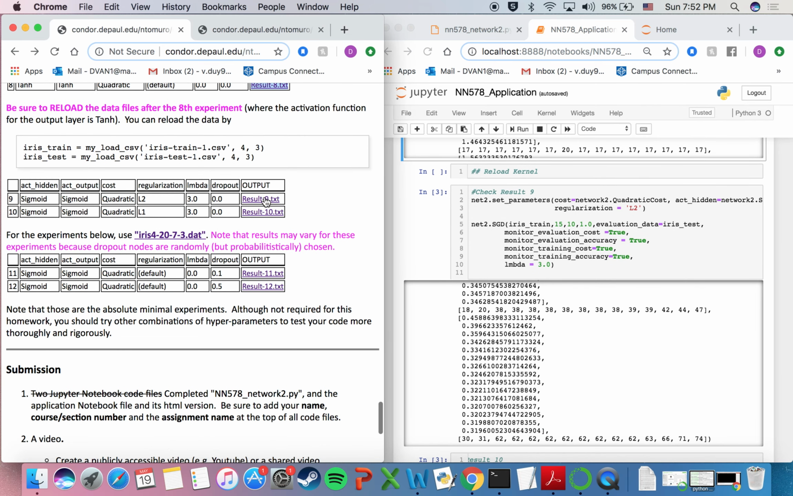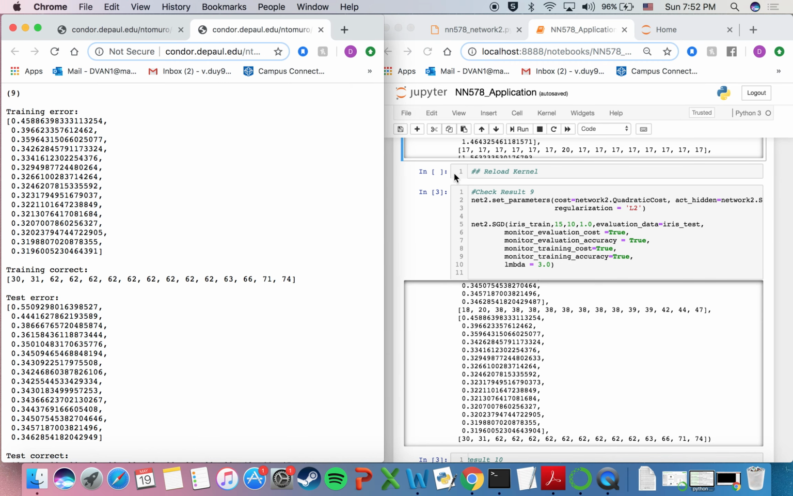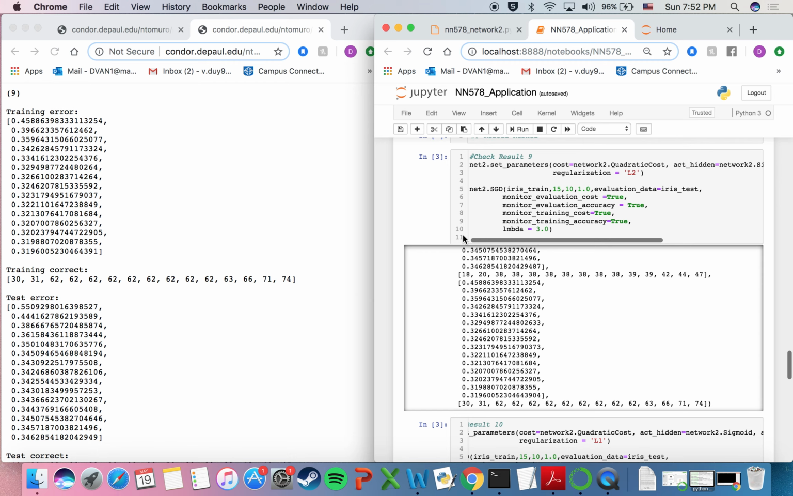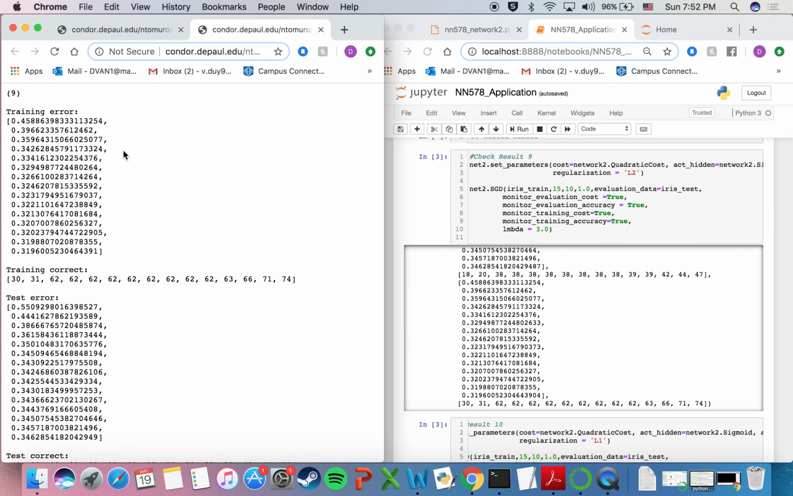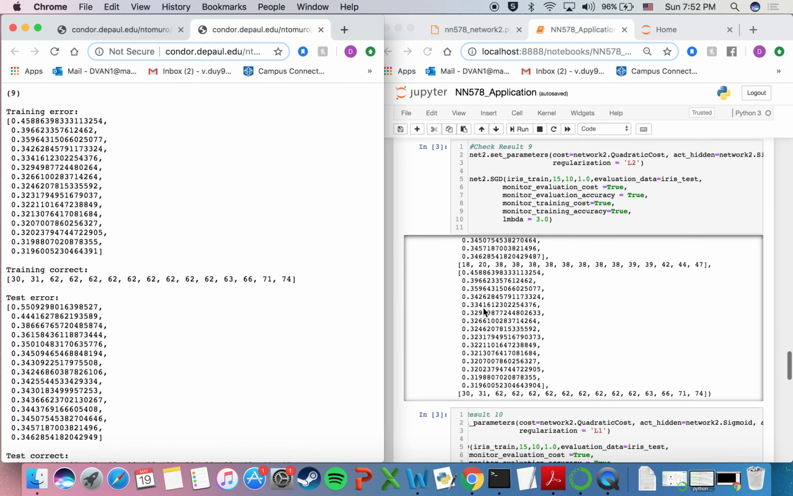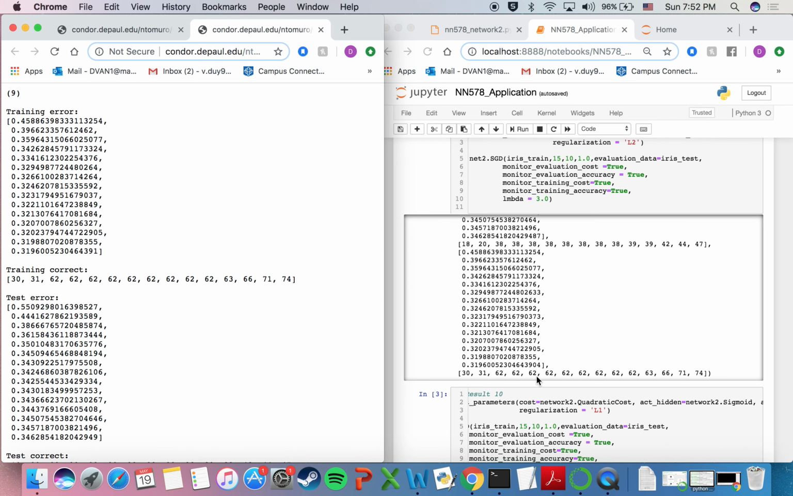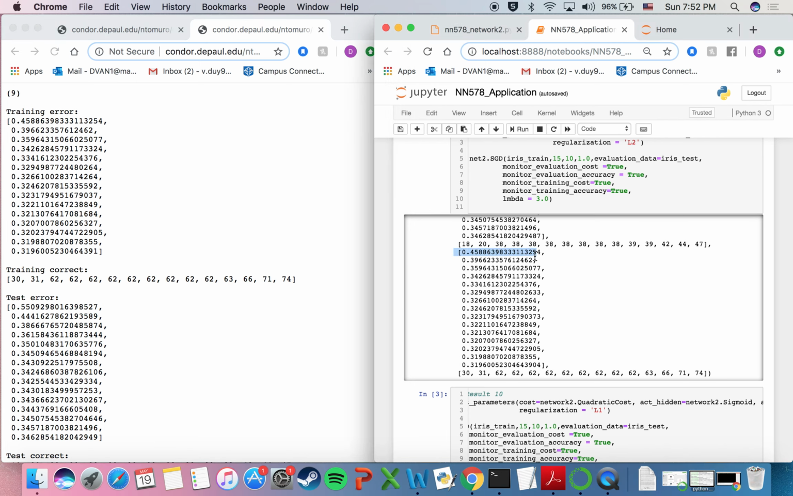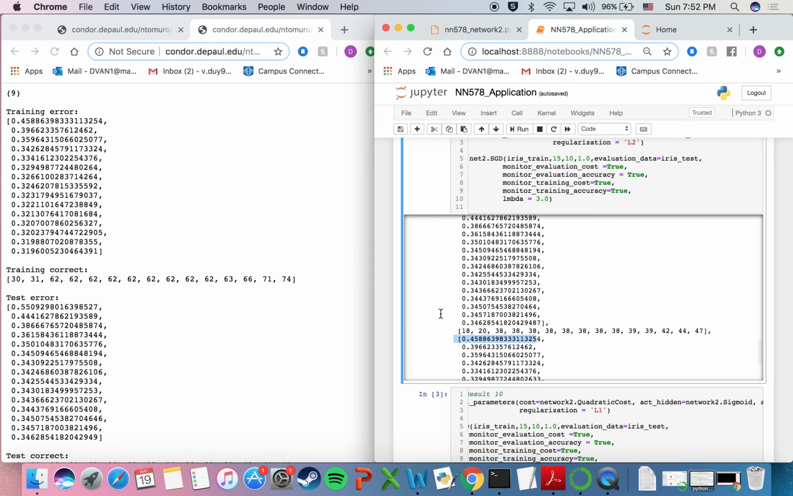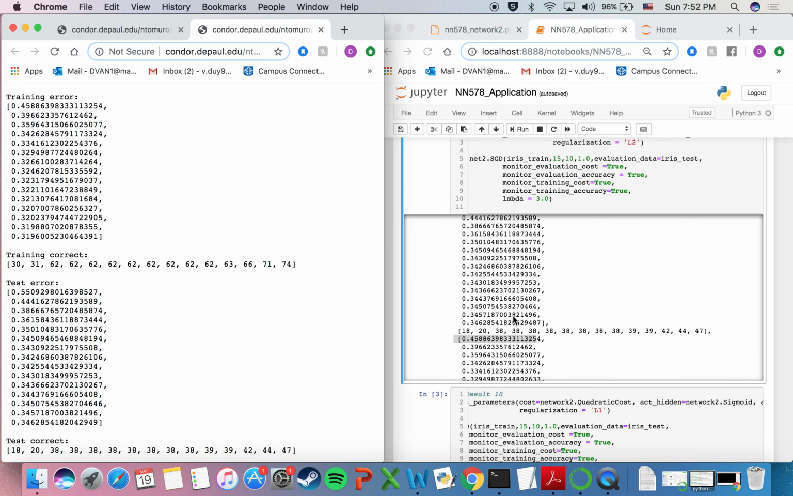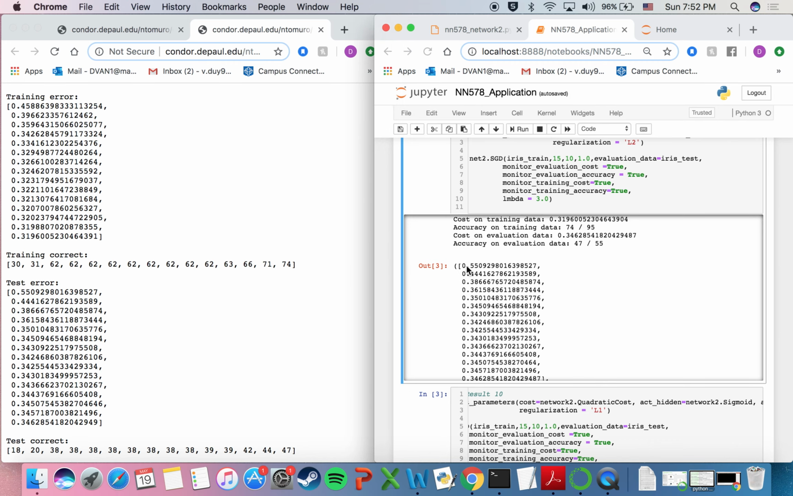Checking on result number 9. For result number 9, we needed to rewrite the kernel, and I did. Here you see the training error is 30, 31, 62, 62, 74 at the end. It is the same training error. The test correct is 18, 20. Here is also correct. The test error is also similar.